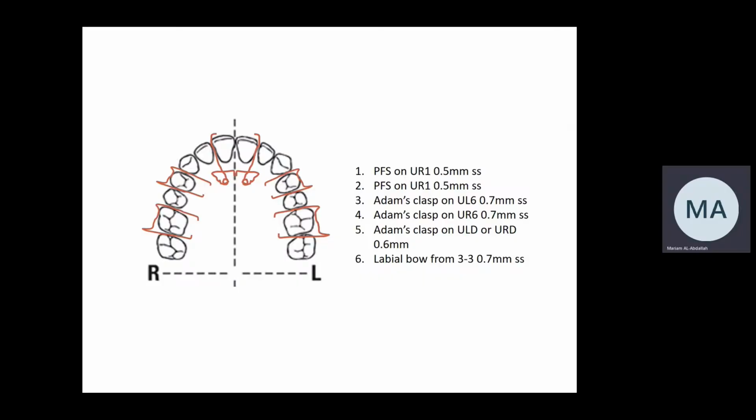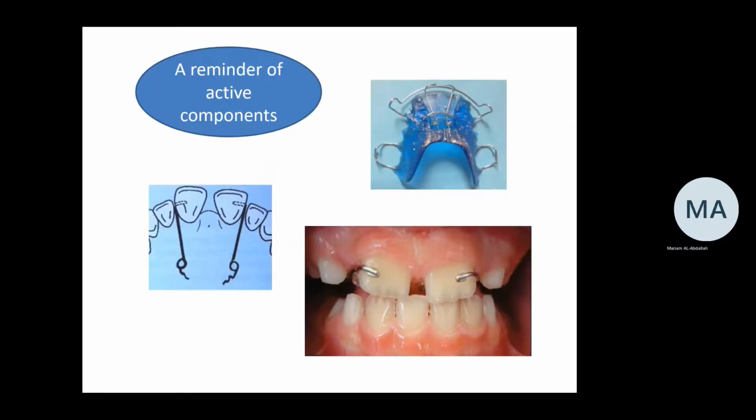Is it possible to go for a labial bow if the incisors are having palatal finger springs? Yes, because the labial bow will not interfere with the type of tooth movement. That is mesial movement of the incisors. So this is just to remind you with the active components. This is how the palatal finger spring will show after the patient fits the appliance. Only the active arm will be visible. The rest of the component will be hidden inside the acryl. Okay, so this is two palatal finger springs with labial bow, so it doesn't interfere with the retention or with the tooth movement.